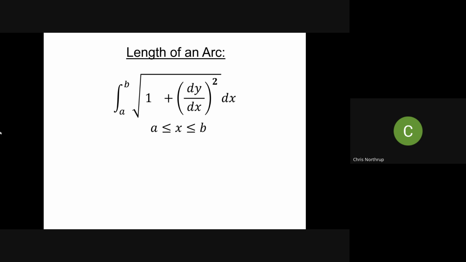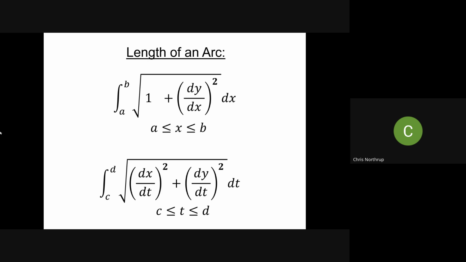You can actually rewrite this same expression in parametric form to be the following. So it's almost the exact same formula. The only difference is instead of a 1, we have (dx/dt) all squared, and instead of dy/dx, we have (dy/dt) all squared. Also, keep in mind that we are integrating with respect to t.